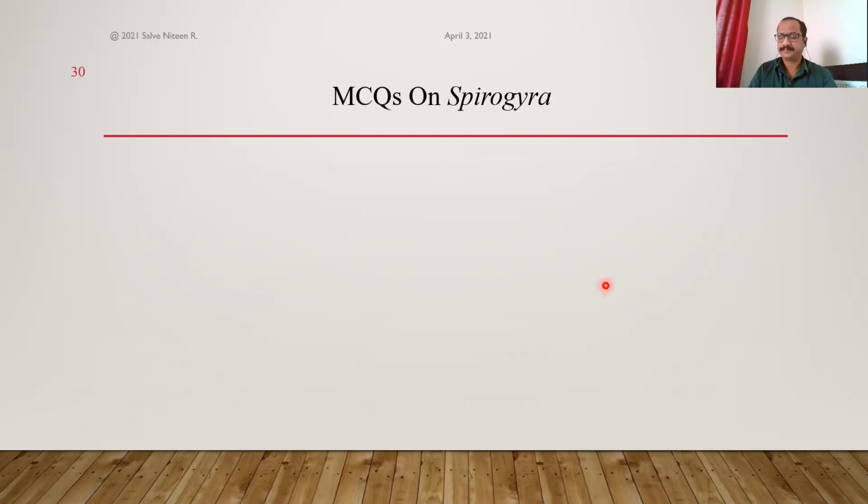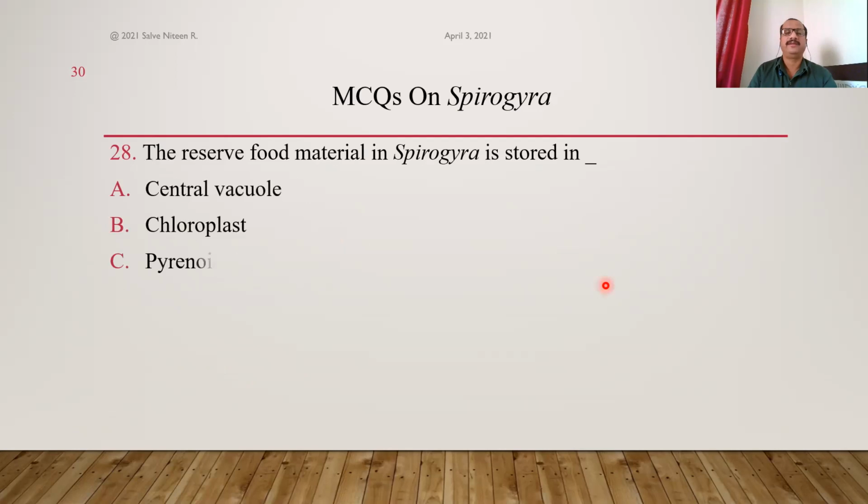Okay, next one. The reserve food material is stored in what? Central vacuole, chloroplast, pyrenoid, cytoplasm. The starch is stored where? Stored food material or reserve food material is present in which cytoplasmic organelle? So it is pyrenoids, centers of starch formation. So C is the correct option here. Option C is the answer.